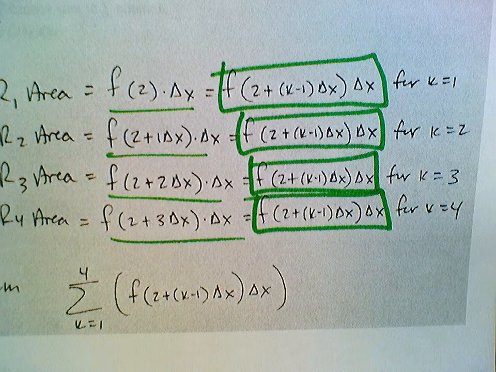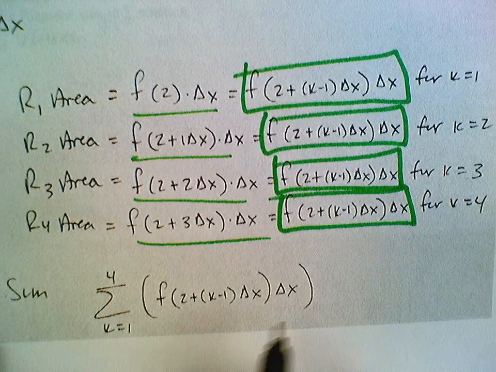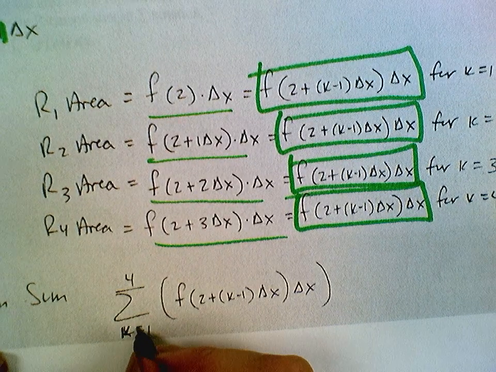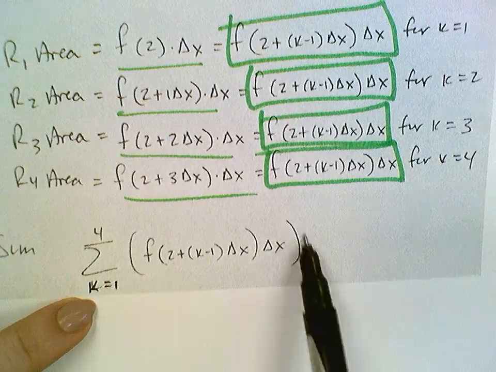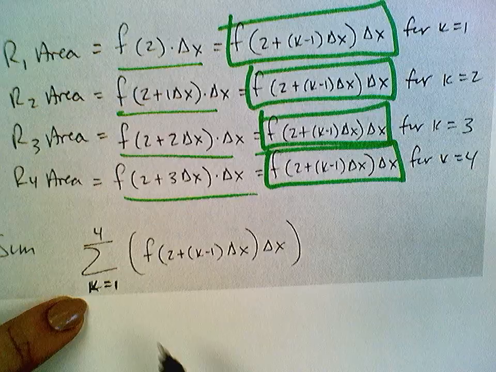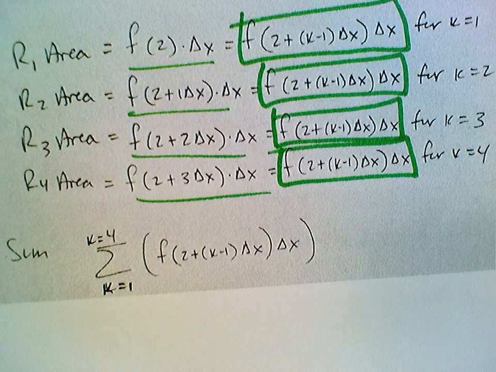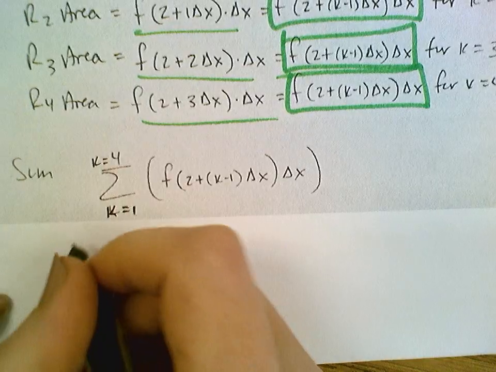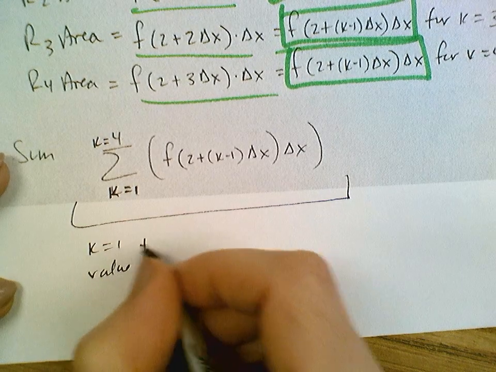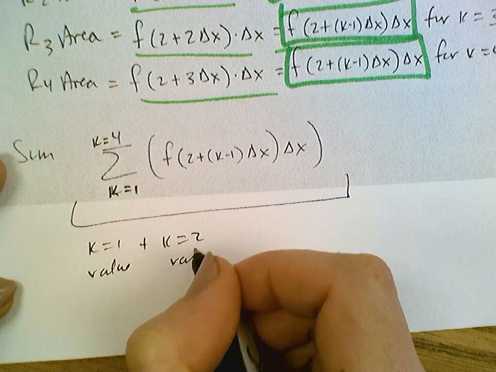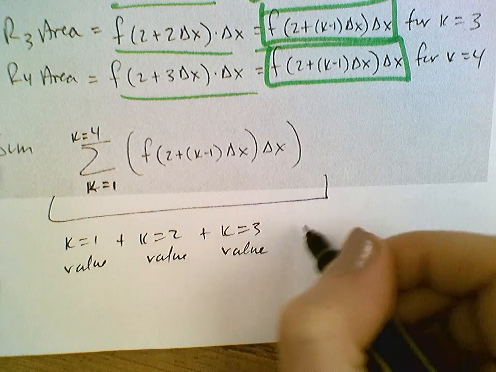And then if you want to add all of these rectangle areas up, you just do a summation sign. So this means the sum of all of these, where k takes on values 1 through 4. So this is what you get. So the k equals 1 value plus k equals 2 value plus k equals 3 value.